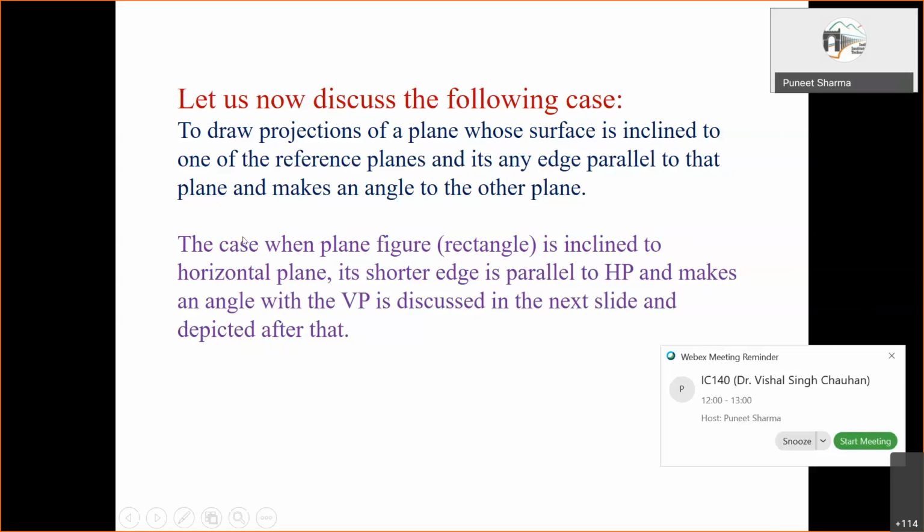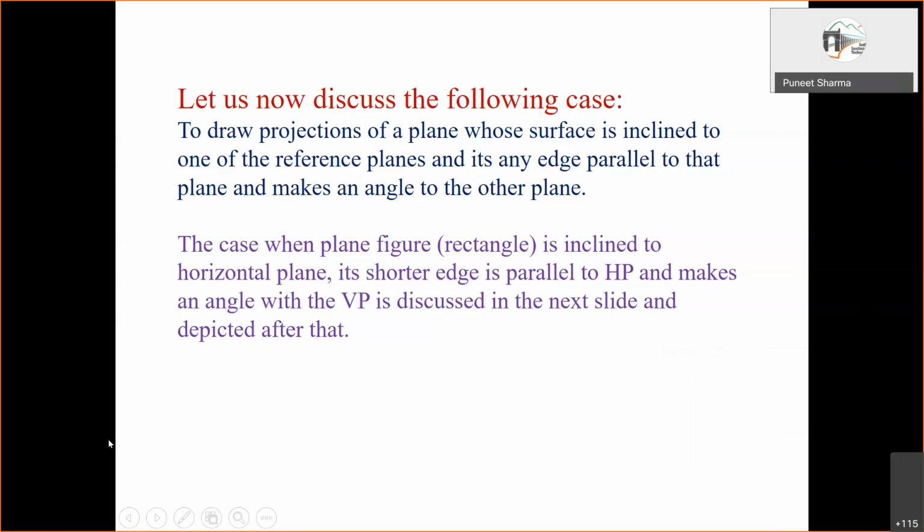Hello everyone. Whatever we had discussed in the last class, we will now move ahead of that. As we are discussing, we considered the case when one of the surfaces, a plane surface, is inclined to one of the reference planes. That case we had actually discussed in the last class. Today we will now consider that it has inclination with both the reference planes.